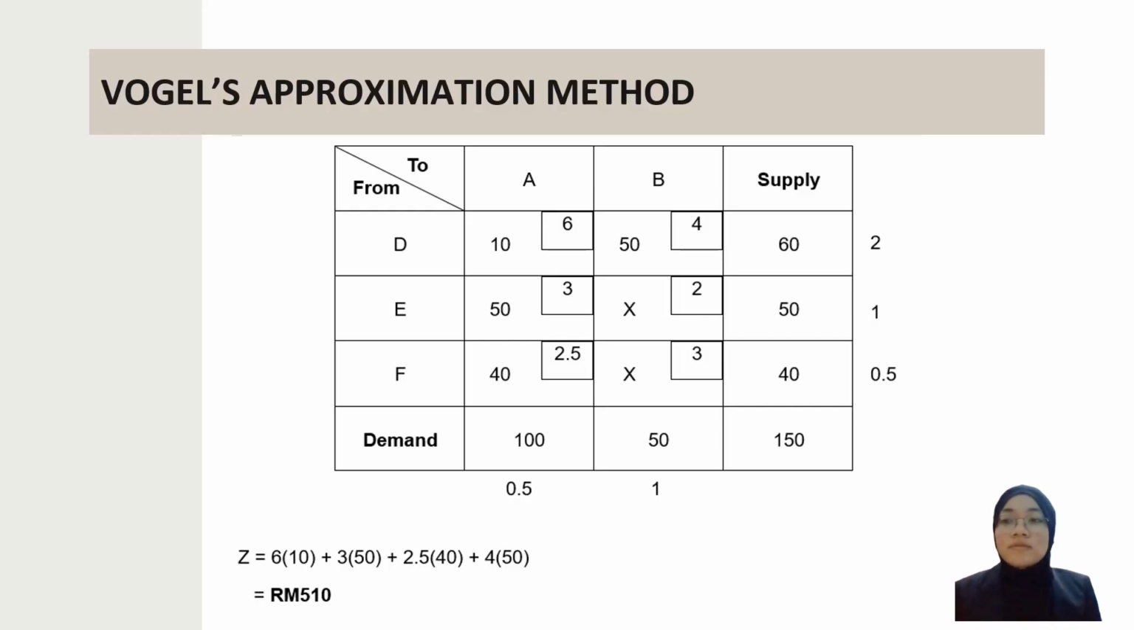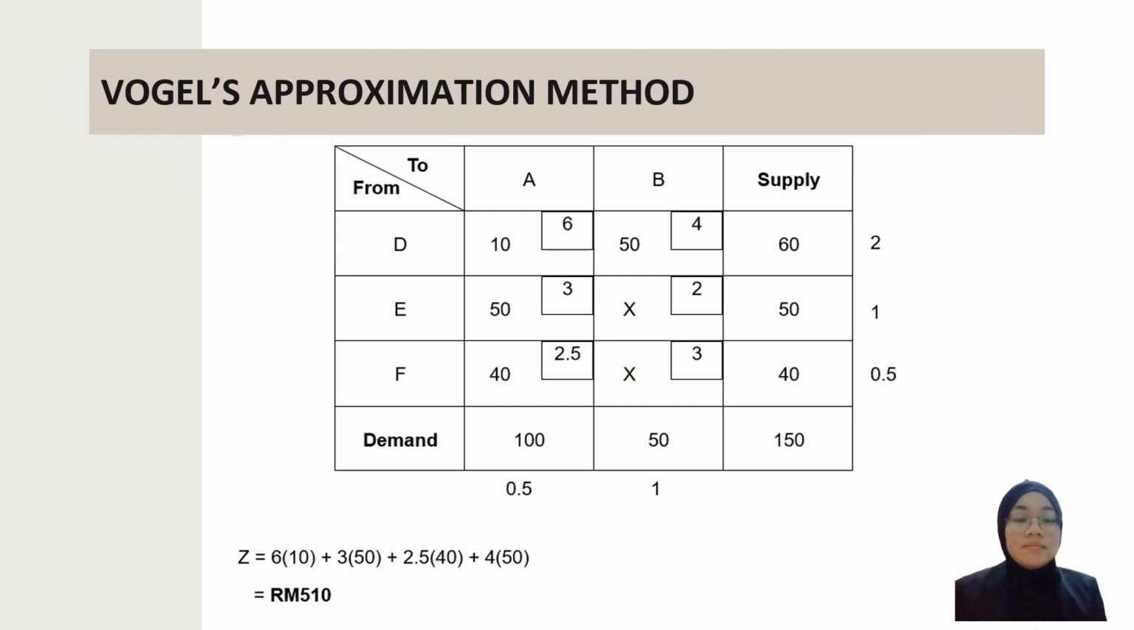Alright, I'll continue with the Vogel's approximation method. For this method, the first thing we need to do is to determine the penalty cost for each row and column. A penalty cost is the difference between the two lowest cell costs in a row or column. For this question, the penalty cost for the first row is 6 minus 4 equal to 2. Second row is 3 minus 2 equal to 1. And for the third row is 3 minus 2.5 equal to 0.5. As for the first column, 3 minus 2.5 equal to 0.5. And for the second column, 3 minus 2 equal to 1.